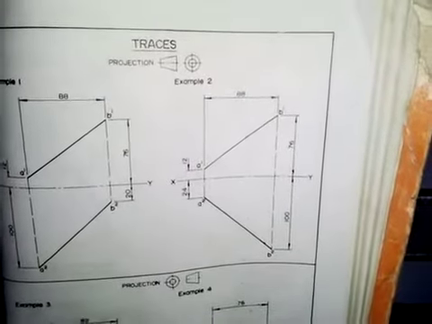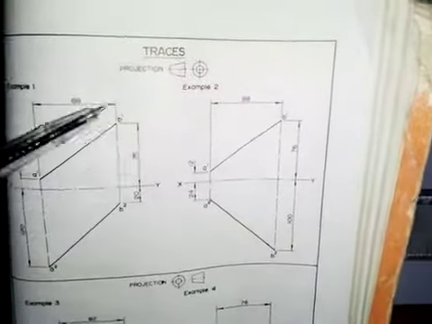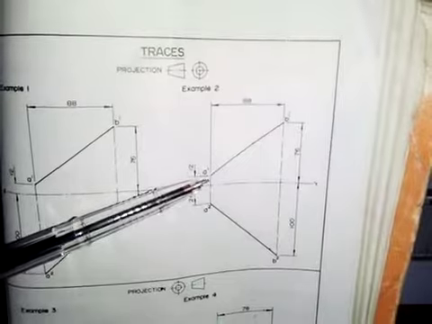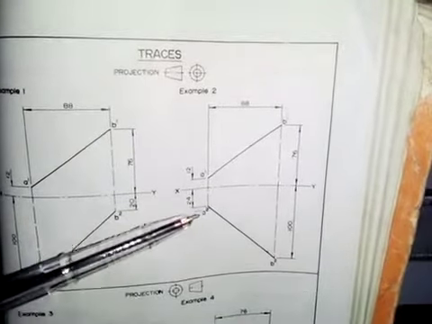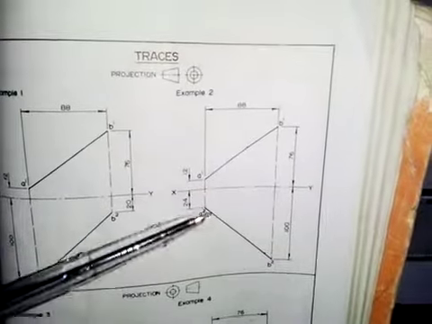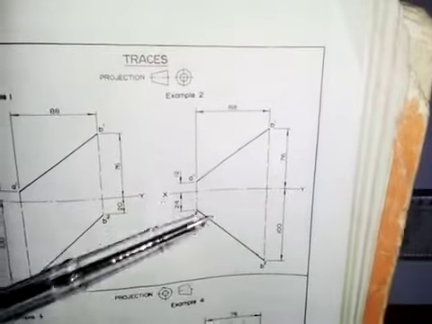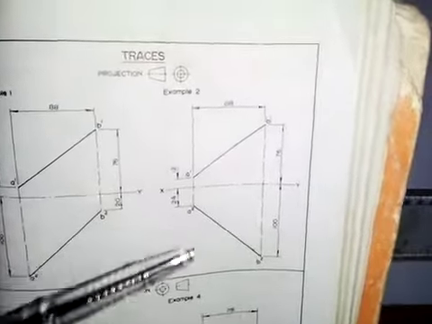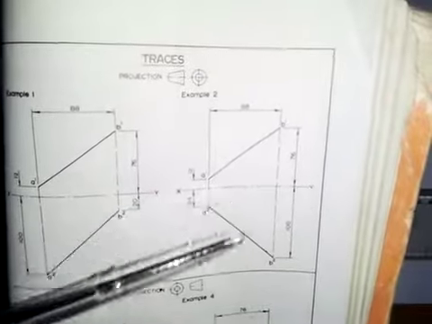And right now we are still working on how we can find the traces of a line and how we can determine the true length of a line. So we want to work on this now. We'll be looking at the traces of this line, that is the vertical trace and the horizontal trace, how we can determine the vertical trace and the horizontal trace of this line, and also how we can find the true length of this line and also the true inclination of this line. So we have done this and we'll be doing this now.